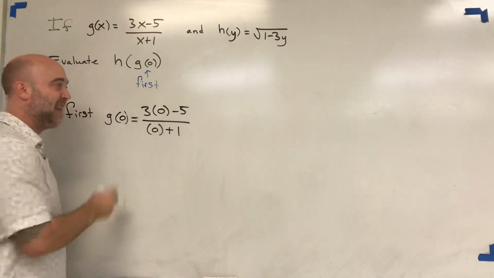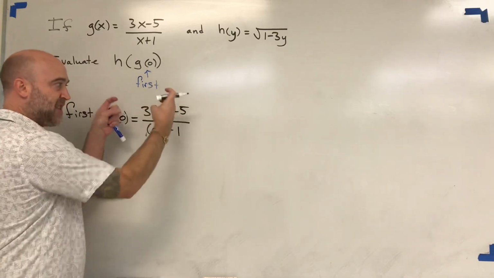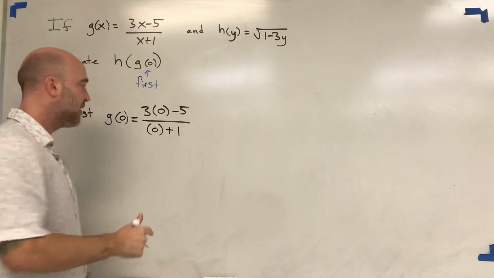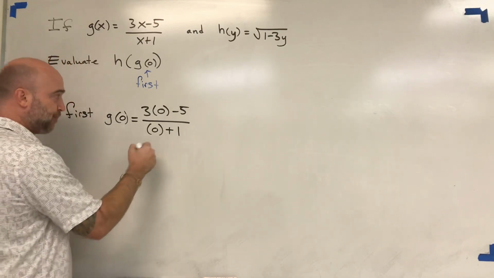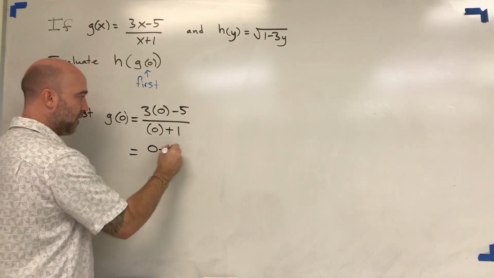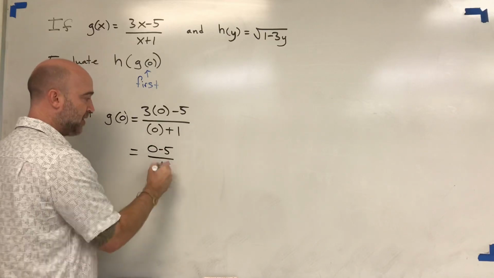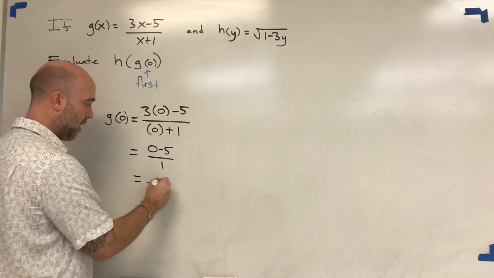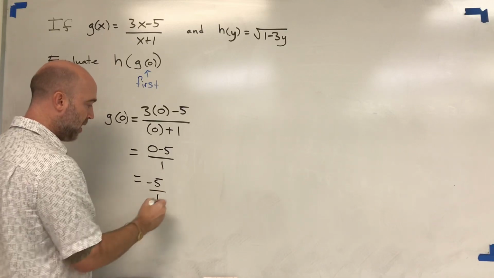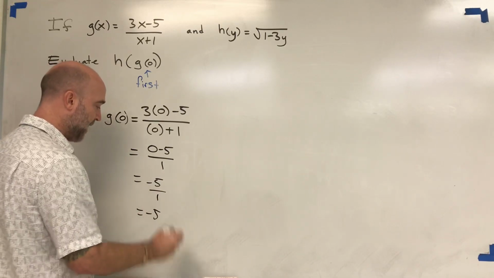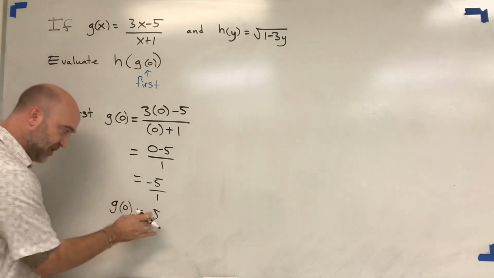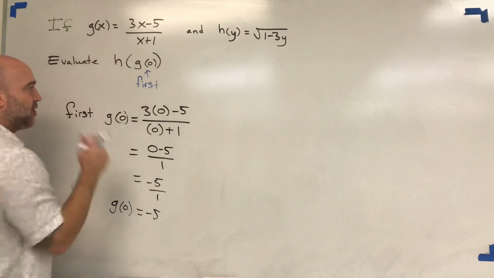Okay, then we'll go ahead and evaluate it. We do them separately. The top is separate from the bottom, so once again, it's like order of operations. So that would be equal to, that zeroes out. And on the bottom, 0 plus 1 is just 1. 0 minus 5 is negative 5 over 1, which is just equal to negative 5. All right, so that's our g sub 0. Now, that's g sub 0, and then we plug that into our h.